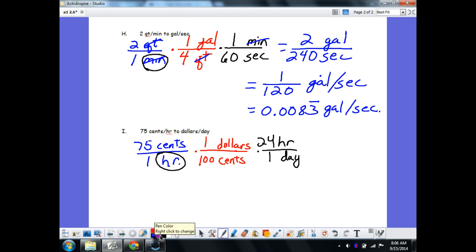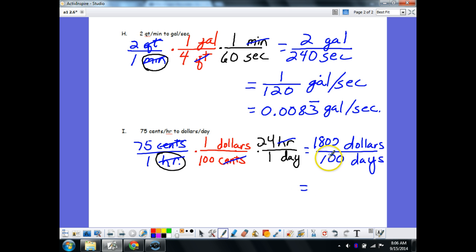Now when things cancel out, hours cancel out and cents cancel out. The unit we're left with is dollars on top, days on the bottom. Multiplying straight across, we have 75 times 1 times 24, which is 1,800. 1 times 100 times 1 is 100. Then performing this division, 1,800 divided by 100 becomes $18 per day. And that is a conversion.